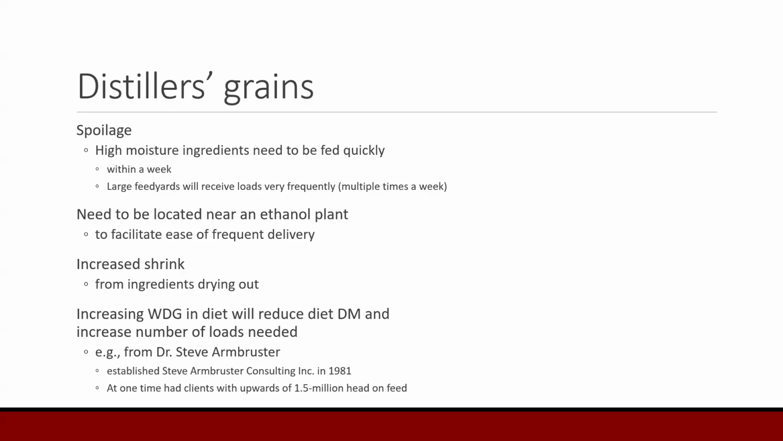You have increased shrink. Whenever I talk about ingredient shrink, that is losses of ingredients that you paid for that you won't be able to capture or bill out to your consumer or your client, right? So you paid for that wet ingredient, and as it dries out, you have lost an appreciable amount of inventory. And then increasing wet distillers grains in the diet will reduce dry matter content of that diet. I think that should be pretty obvious. And it increases the number of loads needed to feed.